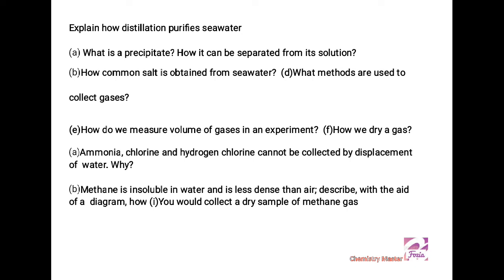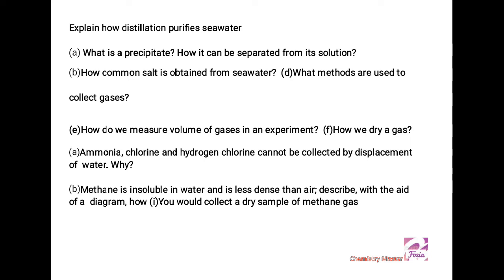What is a precipitate? How can it be separated from its solution? Again, a separation of insoluble solid from its solution. A precipitate is the insoluble solid formed in a chemical reaction. When we are asked to separate an insoluble solid, definitely the method of filtration will be the most suitable. B. How is common salt obtained from seawater? Again, a very low cost method of evaporation, because seawater provides us with a very ample, bulk supply of dissolved salts, and when we evaporate seawater we get tons of salts from it. So the method is very simple, evaporation.